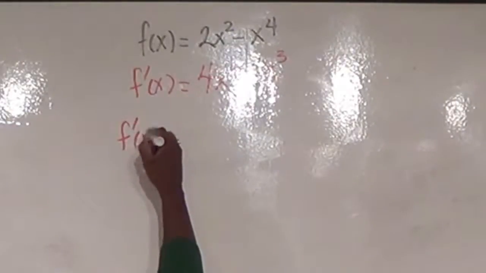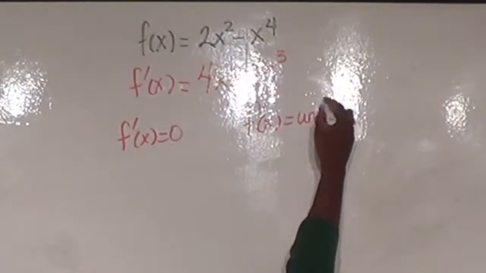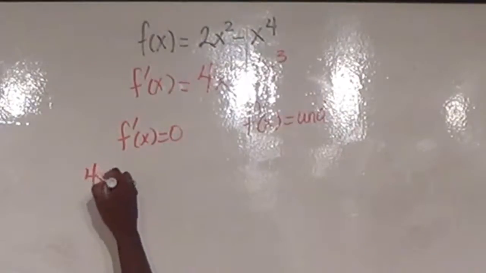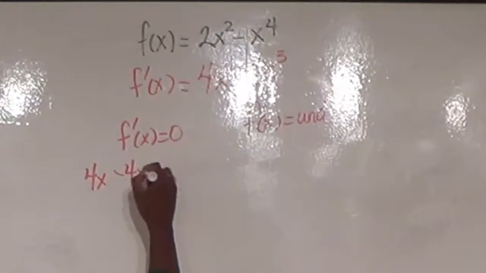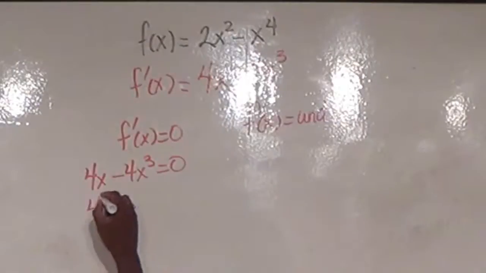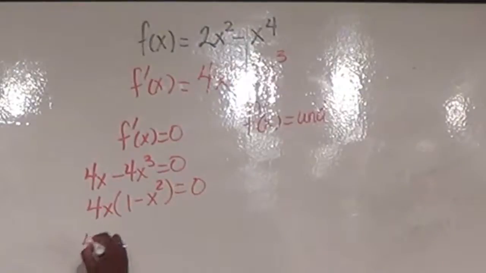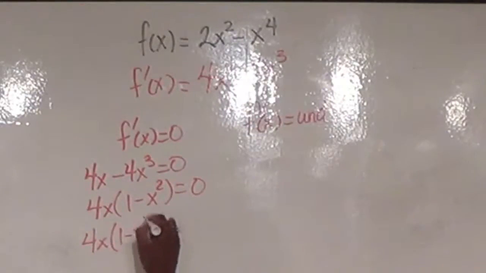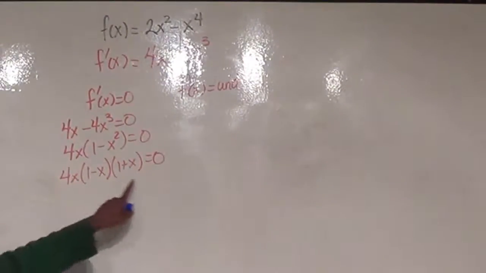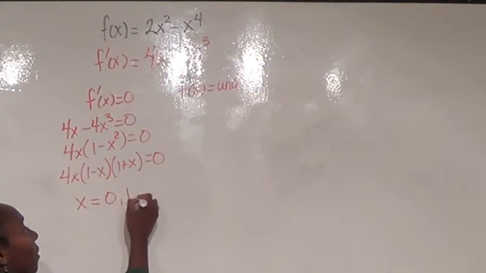So I want to set f prime of x equal to 0 and find out where the function is undefined. Okay. In this case, 4x minus 4x cubed equaling 0. We can see to solve this, I'm going to factor. So 4x will give me a 1 minus x squared. And I can take that down a little bit further. And now that I have some factors equaling 0, I can see that x had to be 0, 1, or negative 1.